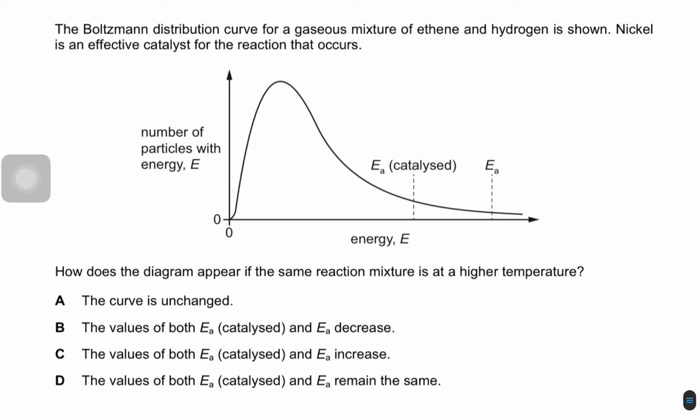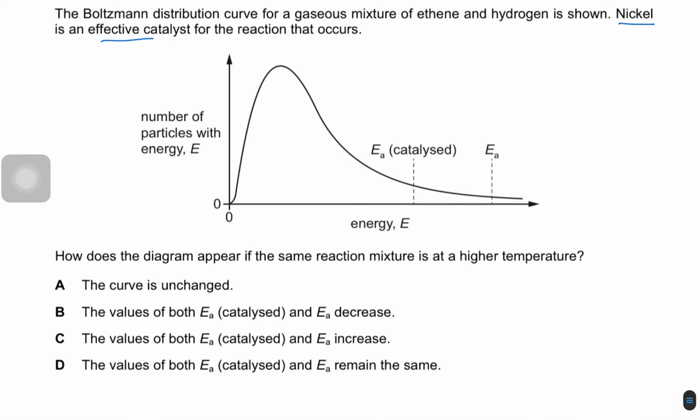The Boltzmann distribution curve for a gaseous mixture of ethene and hydrogen is shown. Nickel is an effective catalyst for the reaction that occurs. How does the diagram appear if the same reaction mixture is at a higher temperature? You can notice that the activation energy should be the same, but the graph would be tilted towards the right like this. Your average peak would go towards the right. You will have higher average energy and overall more particles with higher energy. So the curve would change.